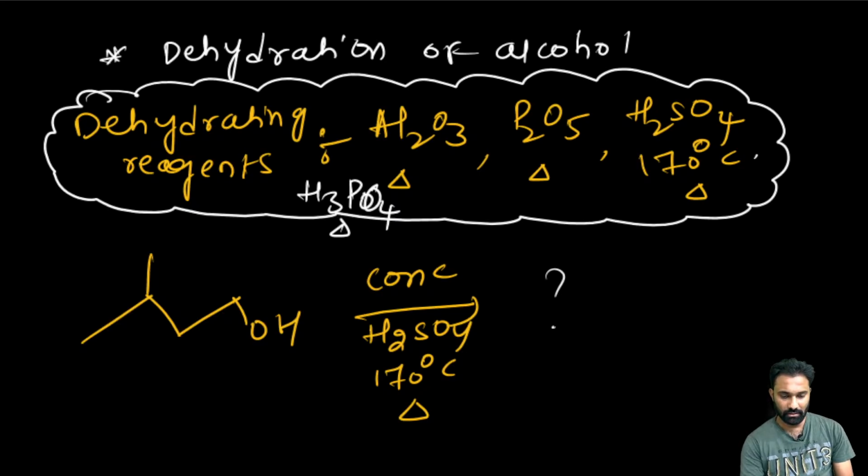Can anyone answer? E2 and the product name? E2. 3-methylbut-1-ene. Yes. Now the reaction involved is, no. Pranit, you have said the mechanism wrong. Mechanism is not E2. The product you have said correct, but the mechanism is not E2. Once you cross check.